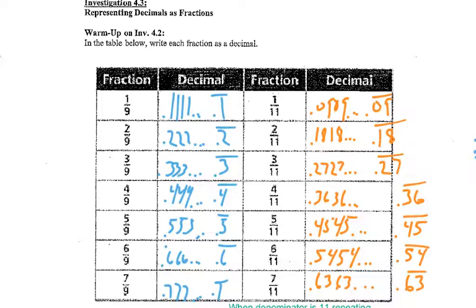Okay, so if you take a look at my orange column here, you can see that 4/11 is 0.36 repeating, 5/11 is 0.45 repeating, and so on. So maybe you were able to discover the pattern, but one of the things I want you to notice is how do these numbers relate to 9? Well, if you notice, all the numerators times 9 is your repeating decimal. For example, 1 times 9 is 9, 2 times 9 is 18, 0.18 repeating, 3 times 9 is 27 repeating, 4 times 9 is 36 repeating, and so on. 7 times 9 is 63 repeating.